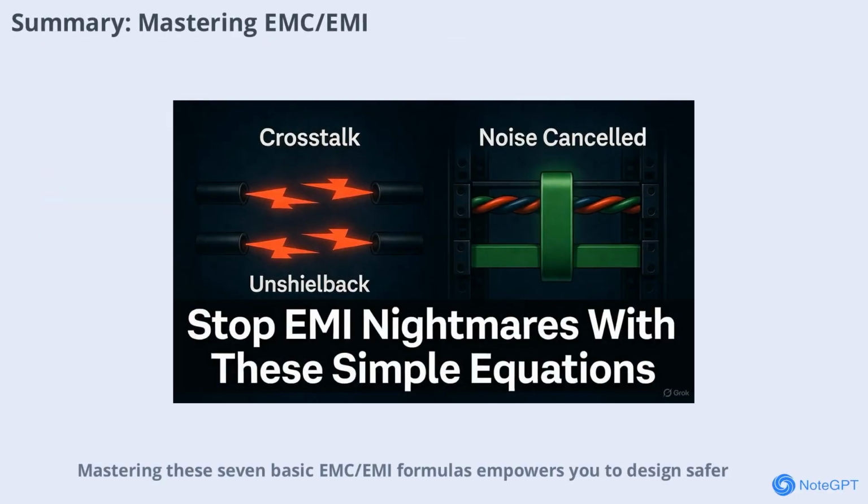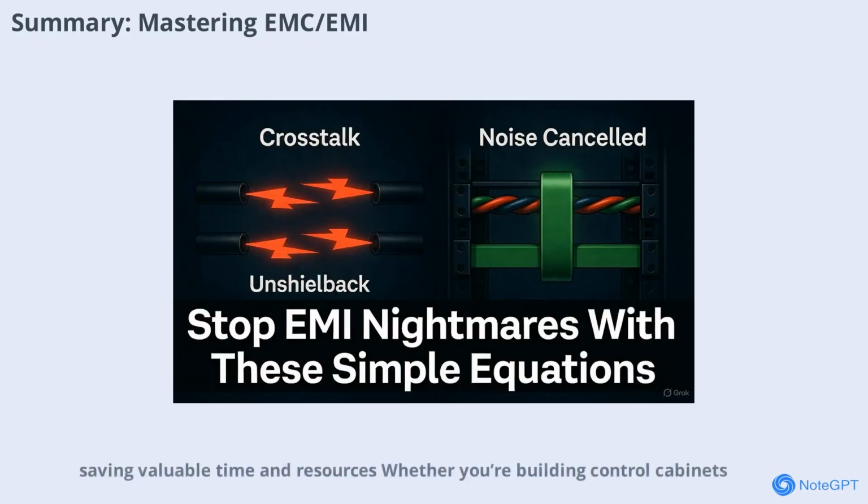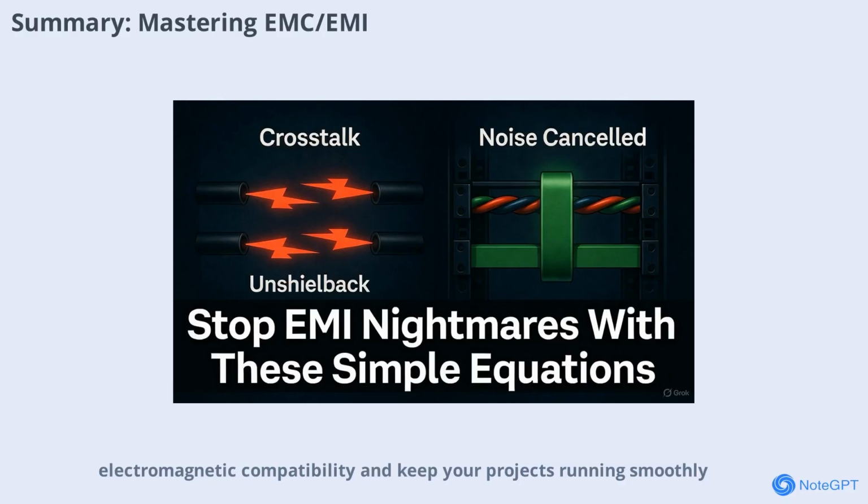Mastering these 7 basic EMC/EMI formulas empowers you to design safer, more reliable electronic systems. From shielding effectiveness and cable length rules to understanding crosstalk, shield quality, capacitive coupling, and ground loops, these tools are essential for every systems engineer. By applying these formulas, you can prevent many common noise and interference problems before they start, saving valuable time and resources. Whether you're building control cabinets, industrial machines, or embedded devices, these principles will help you achieve robust electromagnetic compatibility and keep your projects running smoothly.